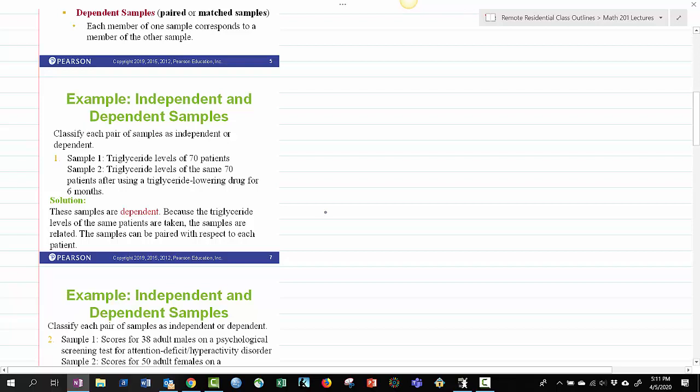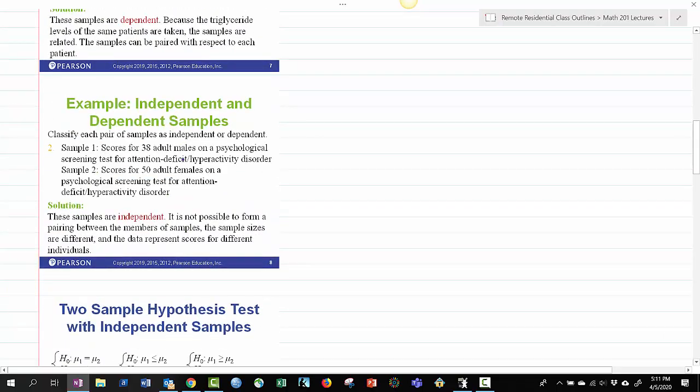Here's an example of independent versus dependent. Classify each pair of samples as independent or dependent. Sample 1, triglyceride levels of 70 patients. Sample 2, triglyceride levels of the same 70 patients after using a triglyceride lowering drug for 6 months. Well, in this case, because it's the same 70 patients, it doesn't matter what's happened in between. These two are definitely related. Those are dependent. If there's the same people in both groups, it's dependent.